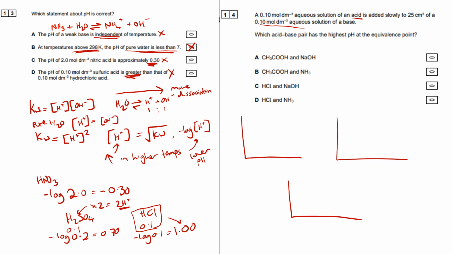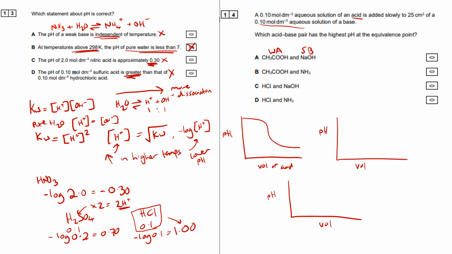So we're going to be starting at a basic pH. Remember, pH is on the y-axis, and you're adding the volume of acid incrementally. So for combination A, you have a weak acid and a strong base. Your pH is going to start high because it's a strong base, and then it's going to finish off at around pH 3, depending on the concentration. You could work that out.